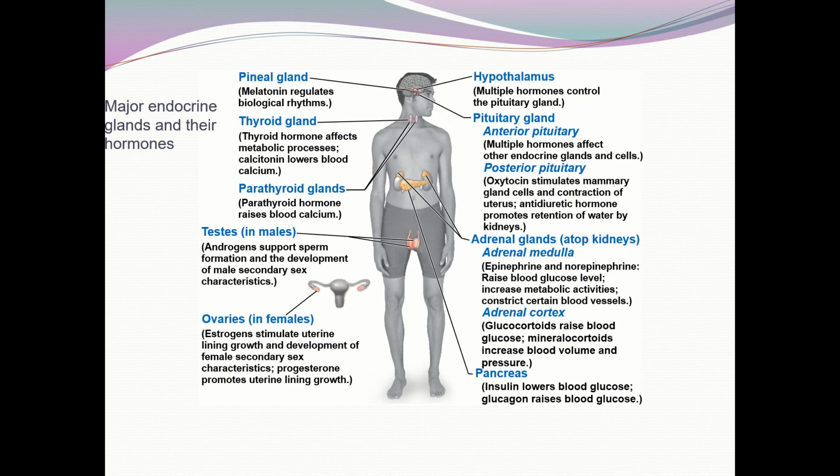In males, the testes will produce androgens, which support sperm formation and the secondary sex characteristic development. In females, ovaries produce estrogen that stimulates uterine lining growth and the development of female secondary sex characteristics. Progesterone promotes uterine lining growth.